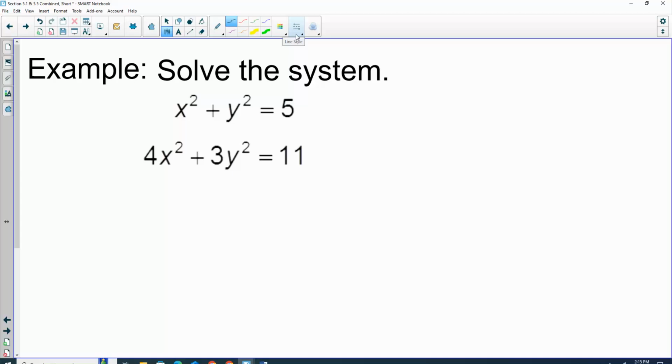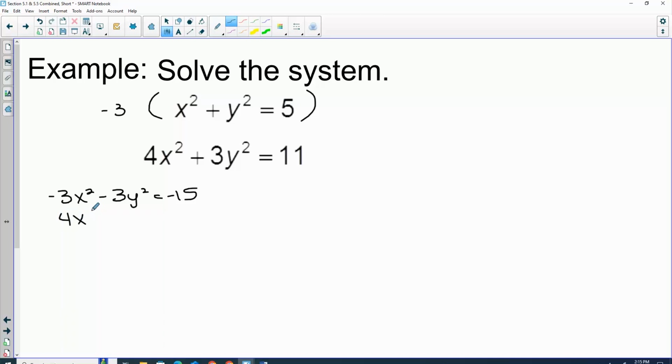Non-linear equations, and I told you substitution and elimination are still legal. So what would you do here? Elimination, probably. Which one do you want to eliminate? Okay, so you would take the first equation times negative 3. So I get negative 3x squared minus 3y squared plus negative 15.